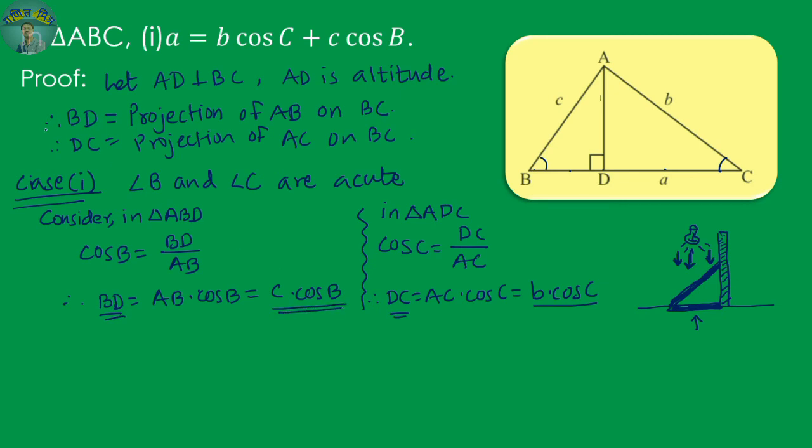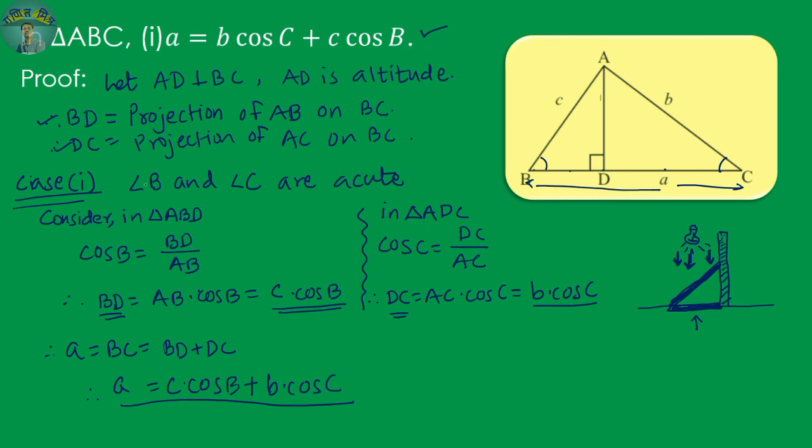Now look at here, BD is actually the projection of AB on BC. So the first projection is c cos B. And what is DC? DC is the projection of AC on BC, so it is b cos C. Now if we write a, that is, length a is the whole length BC. But what is BC? It is BD plus DC. BD is c cos B, and DC is b cos C, which is nothing but a. And therefore, we can say a is equal to c cos B plus b cos C in the case 1.